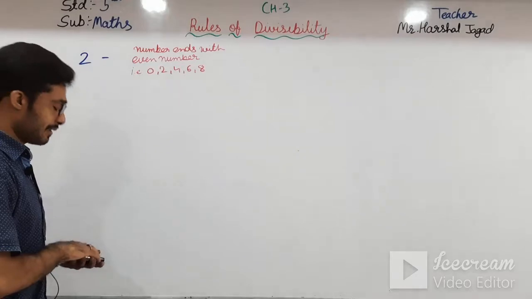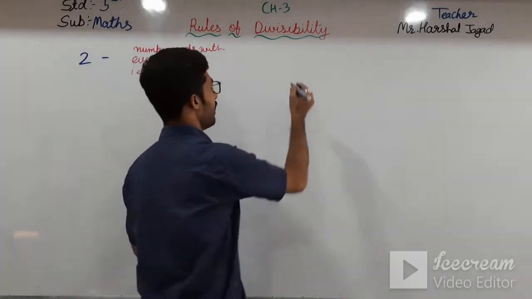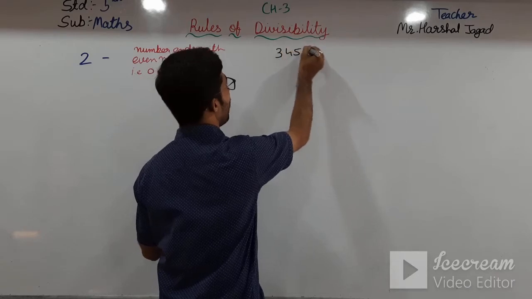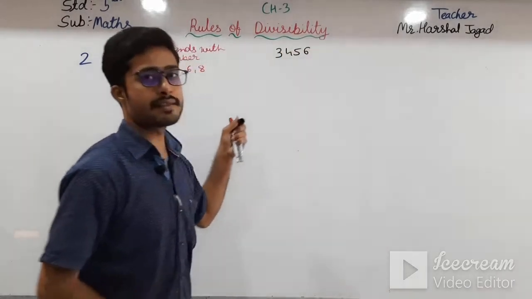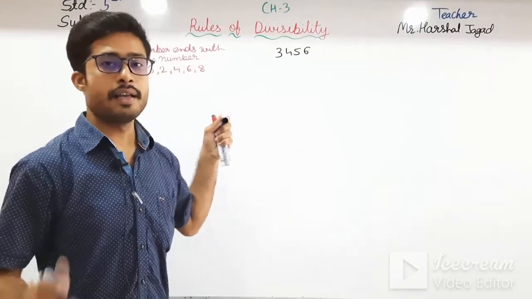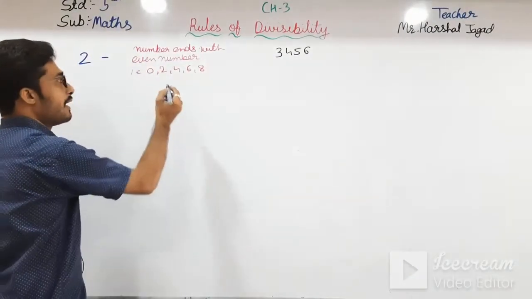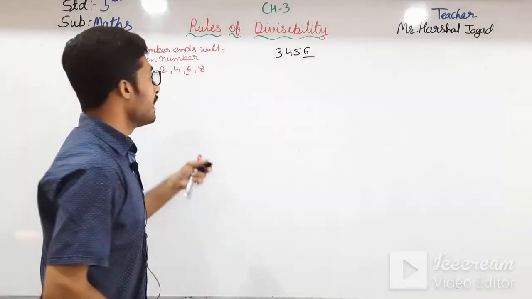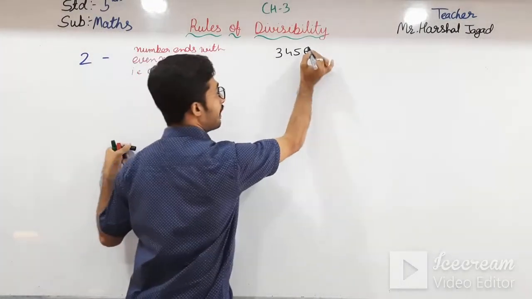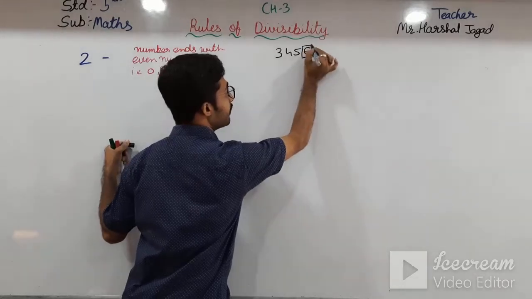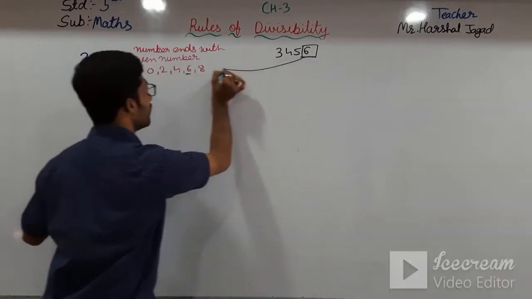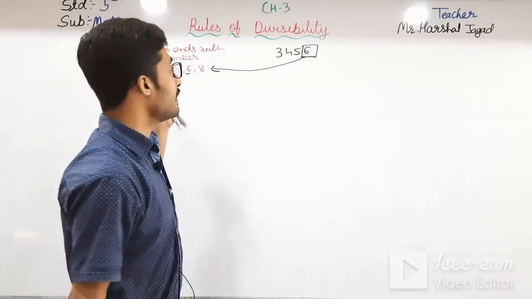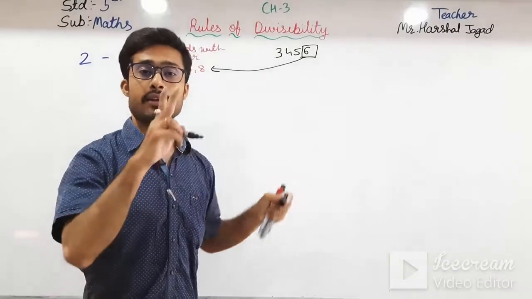See here, let us see an example. If I take 3456, is this divisible by 2 or not? Yes, it is divisible by 2. Why? Because of the digit at the unit place. Okay students, in the unit place or ones place, if the digit is 0, 2, 4, 6, 8, then it is divisible by 2.